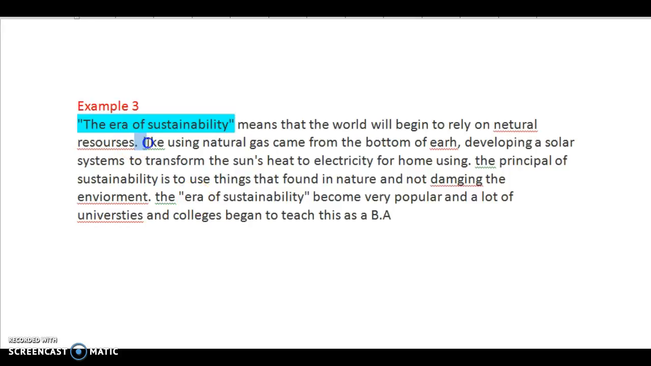Here we have a problem, but we'll talk about that in a minute. I'm just going to mark this green. The principle of sustainability is to use things that found in nature and not damaging the environment. Okay, helps and explain here. The era of sustainability became very popular, and a lot of universities and colleges began to teach this as a BA.